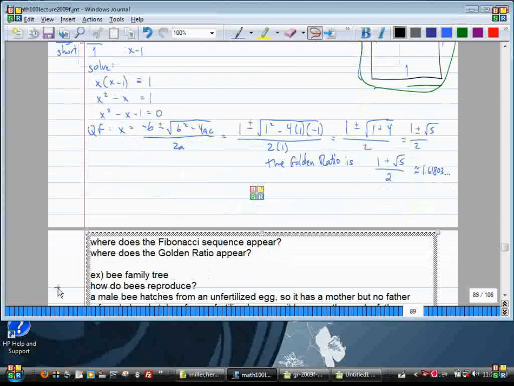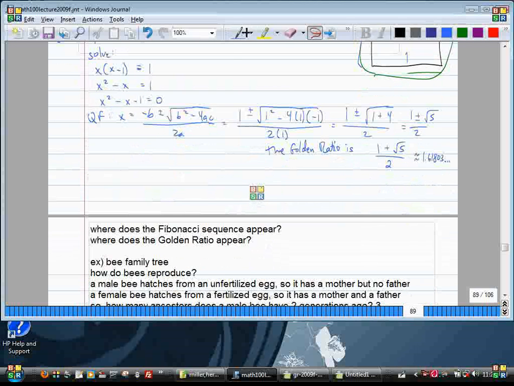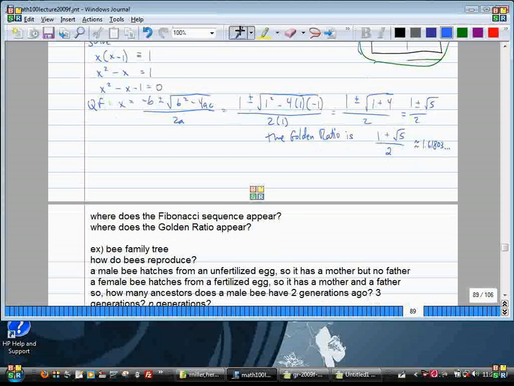Okay. How do bees reproduce? This is actually true. A male bee hatches from an unfertilized egg, so it has a mother but no father. Crazy, go figure. A female bee hatches from a fertilized egg, so it has a mother and a father. So how many ancestors does a male bee have 2 generations ago, 3 generations ago, and n generations ago?